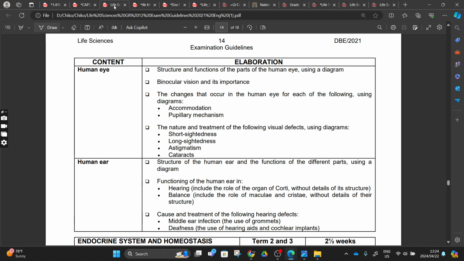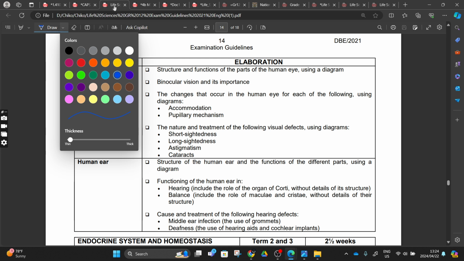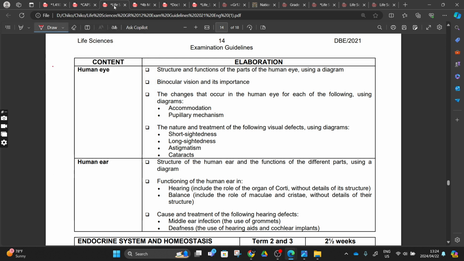With our examination guideline, you can see here, they say human eye, we only have to concentrate on the structure and the functions of the parts of the human eye, using a diagram. This diagram, they are not going to ask you to draw it. It will be just for you to know which part is which part. From there, we're also going to talk about the binocular vision and its importance.